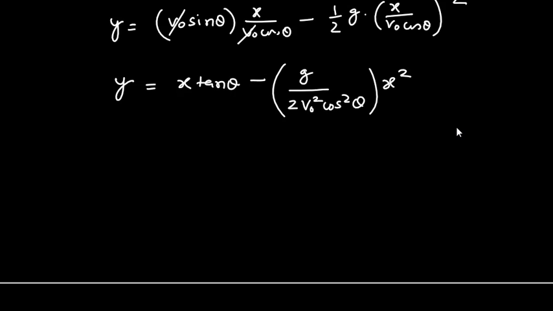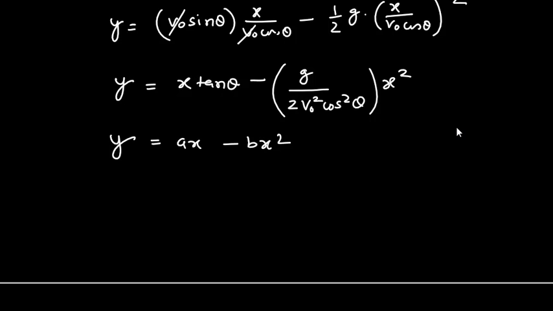So I can simplify this, that I can say simply that this is the equation of the form ax minus bx square, where a is equal to tan theta and b is equal to g by 2 v naught square cos square theta.